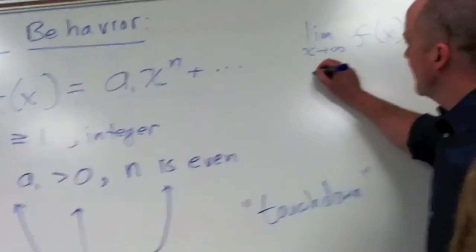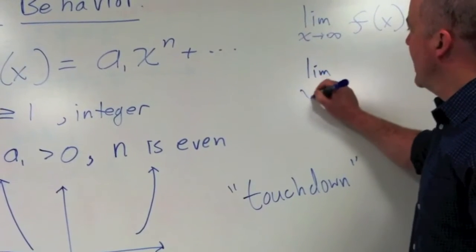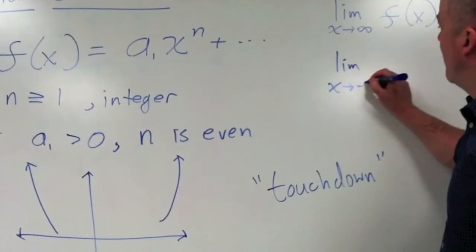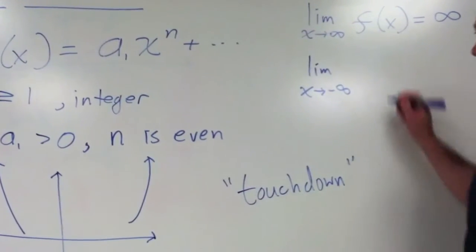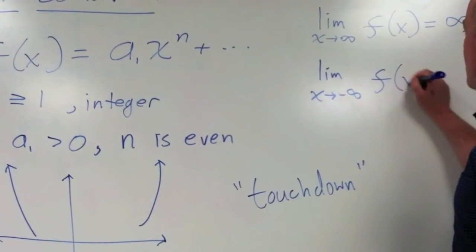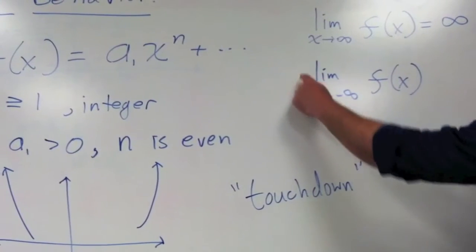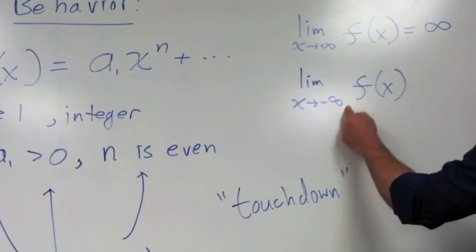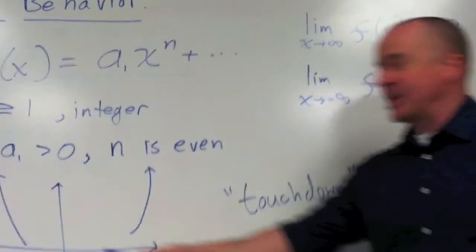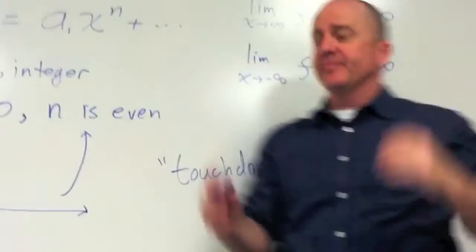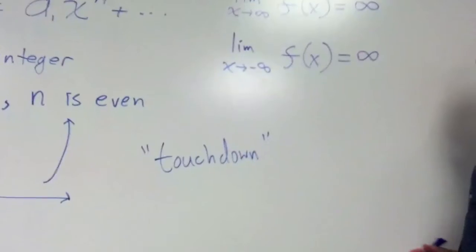The other part of this definition is as x goes as far to the left as you can imagine. The limit as x approaches negative infinity of y. As x goes as far to the left as you can imagine, y goes down? Well, in this case, it also goes up, because this is a touchdown. Y goes up as high as you can imagine.